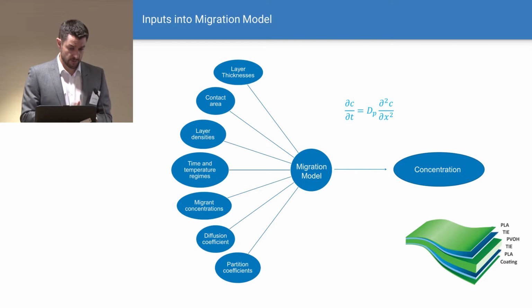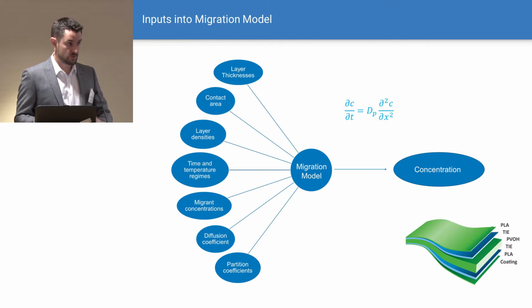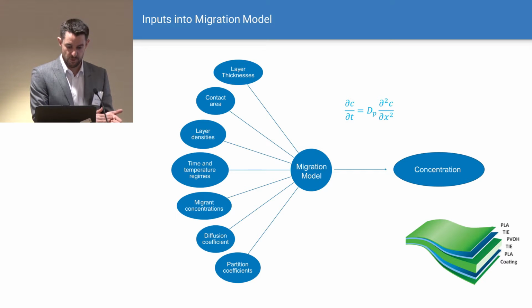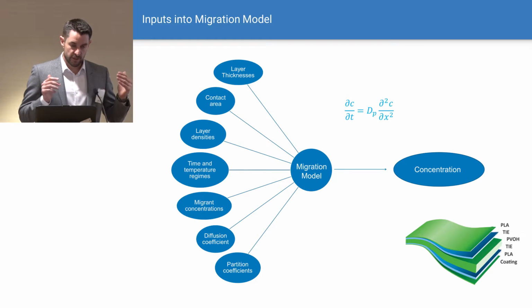So the inputs into the migration model are quite important. And Tim presented Fick's second law of diffusion. He showed the solution. This is the mathematical statement of it, and it's the last equation I'm going to present, I promise. So the inputs you need into this model are the thicknesses of the different layers, reflecting again the fact that packaging is a multi-layer system usually.